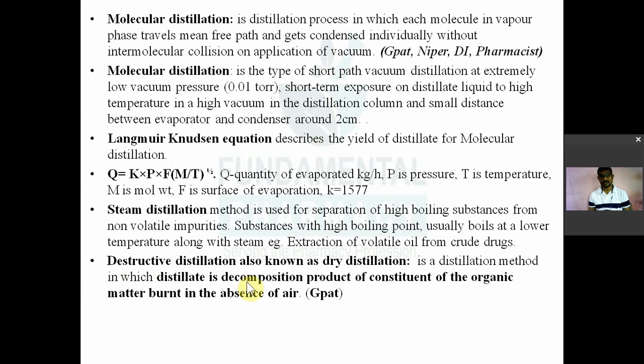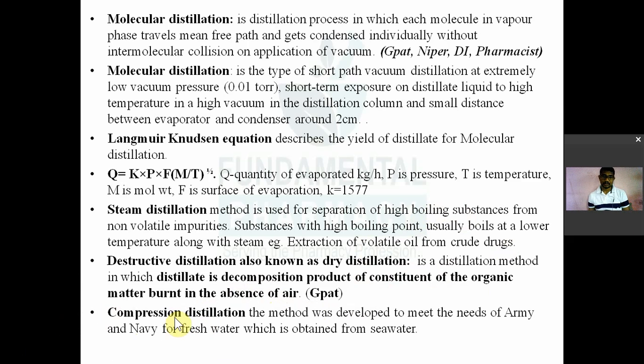Next one is the destructive distillation, which is also known as dry distillation. Dry distillation is also known as destructive distillation. इसमें destruction हो जाता है product. So it is a distillation method in which the distillate is a decomposition product of one of the constituents of organic matter, which is burnt in the absence of air. तो destructive distillation के बारे में GPAT में क्वेश्चन पूछा.